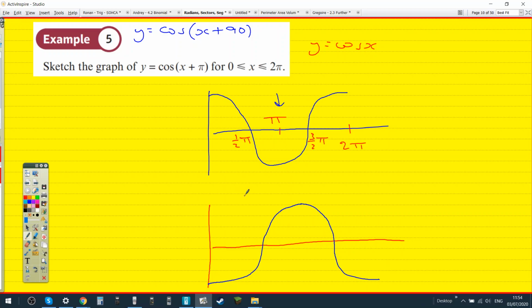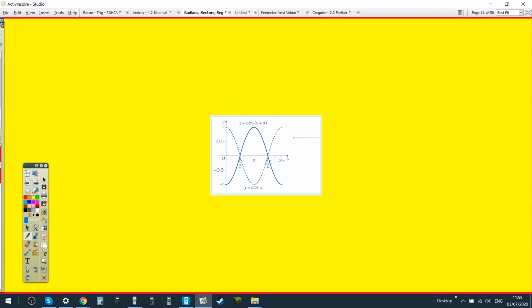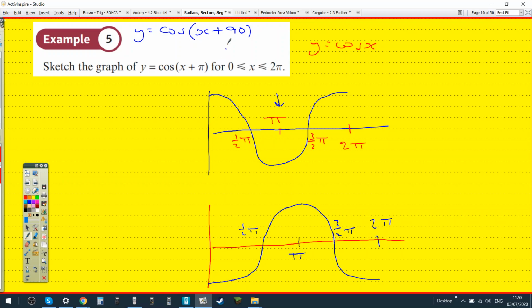Yeah. And then we just put on all our main points again. Pi, 2 pi, a half pi, and 3 over 2 pi. I think that's it. Yes. And so it's moved, yeah. So it's the same idea. Instead of it being 90 or 180, it's pi or 2 pi or half pi. Any questions about that? No.